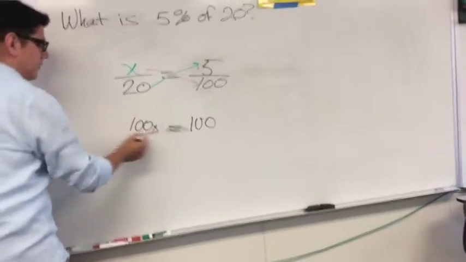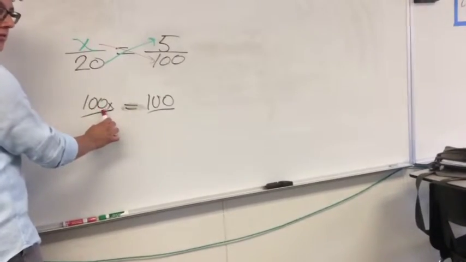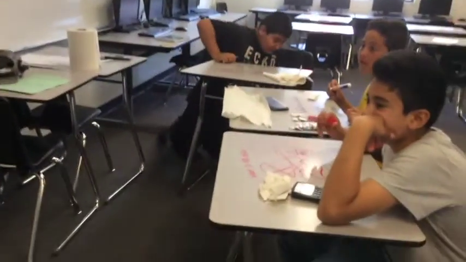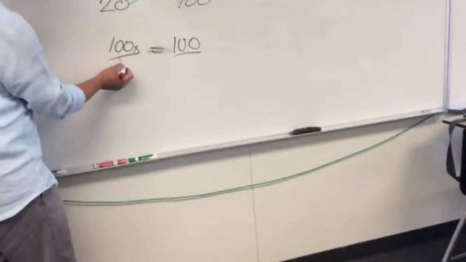Jacob, I want you to try to remember this right here, okay? You always divide by the number that's next to the variable. John, did you hear what I told Jacob? Derek, did you hear what I told Jacob? You always divide by the number that's right next to the variable. So you divide by 100. In this case, yes.